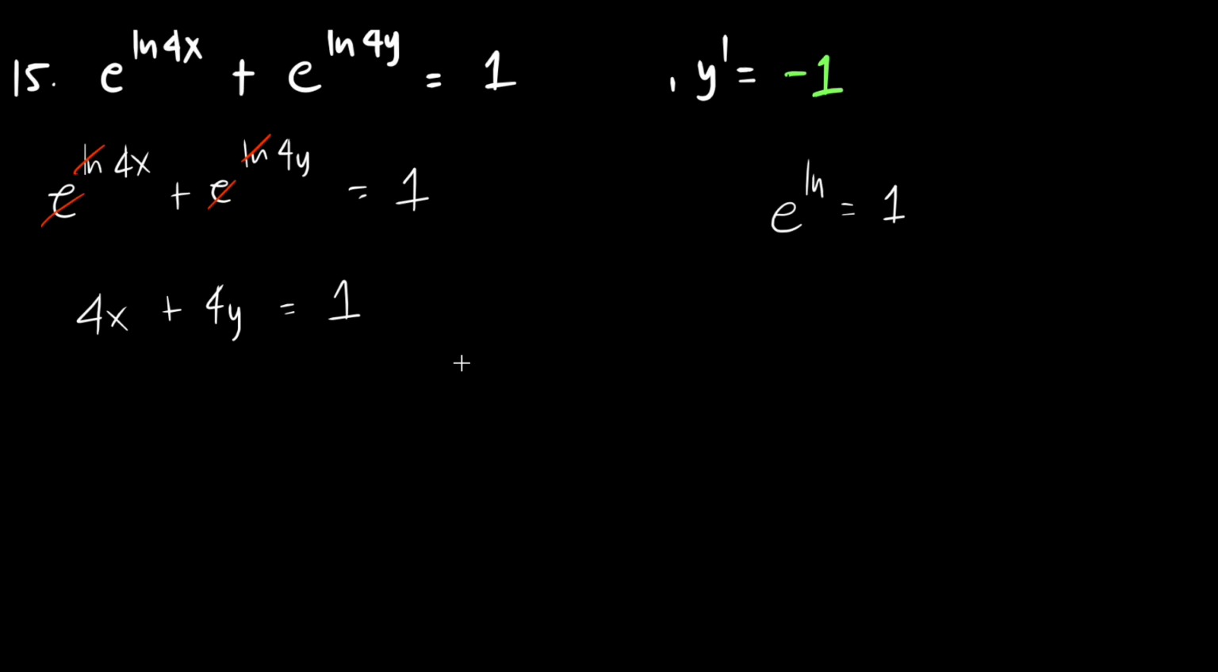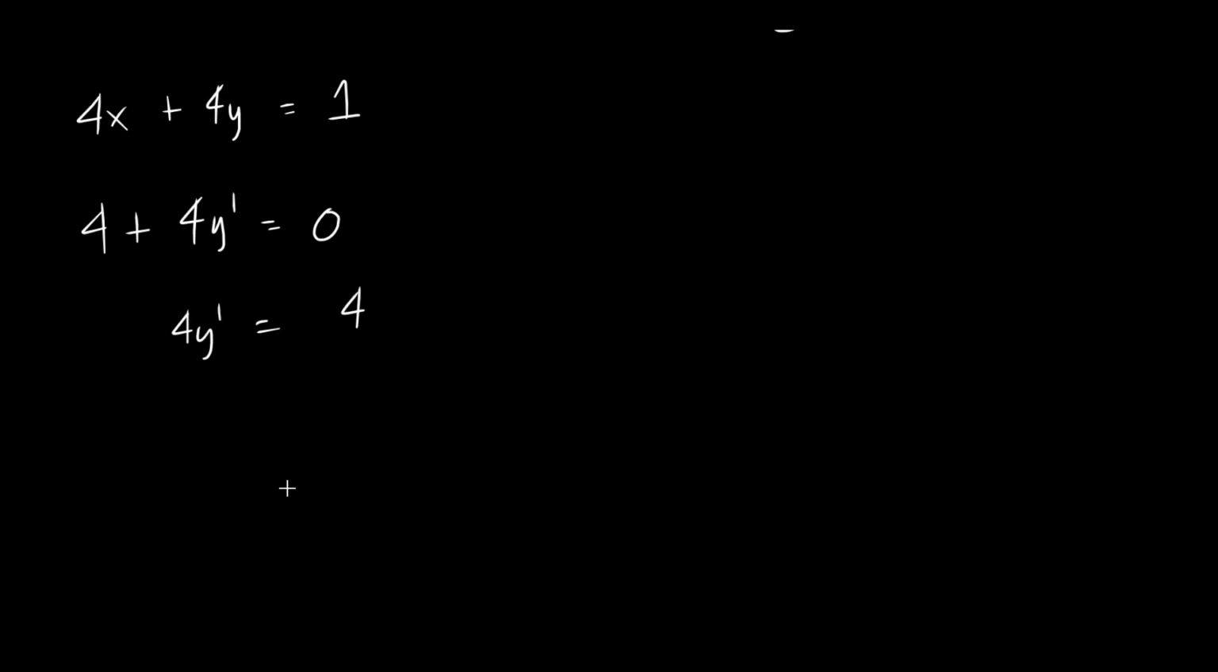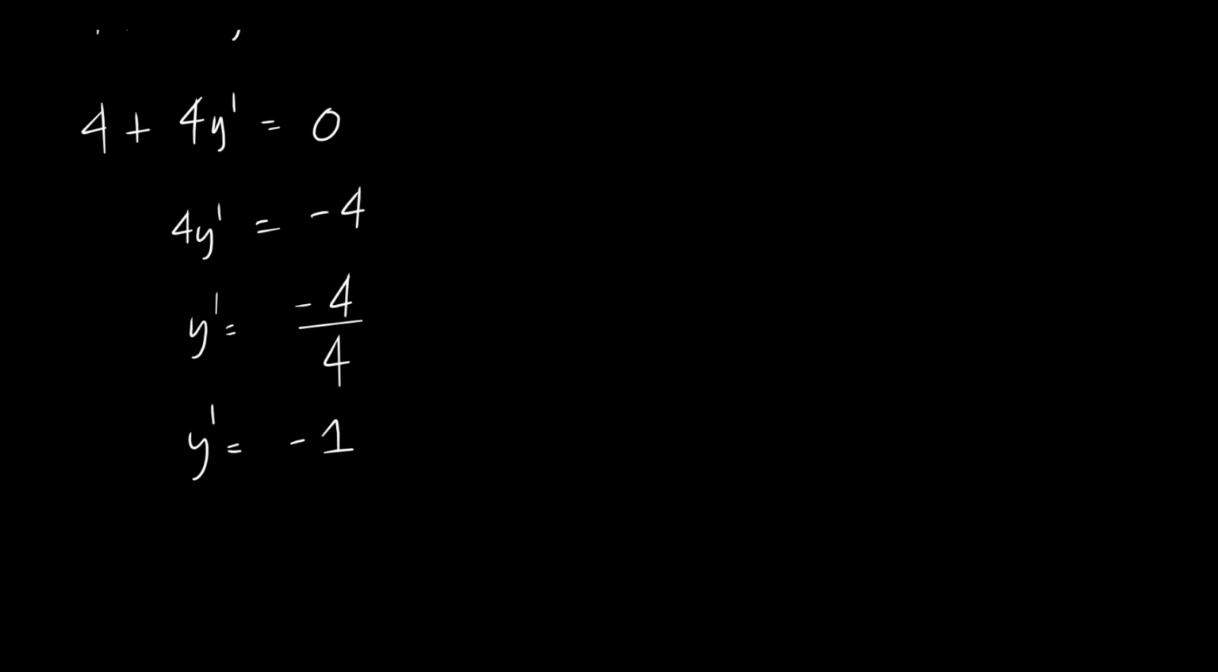So we'll differentiate both sides with respect to x. So we have 4 plus 4y prime is equal to 0. So we have 4y prime is equal to negative 4. So y prime is equal to negative 4 all over 4. So y prime is equal to negative 1. So this is now our final answer.